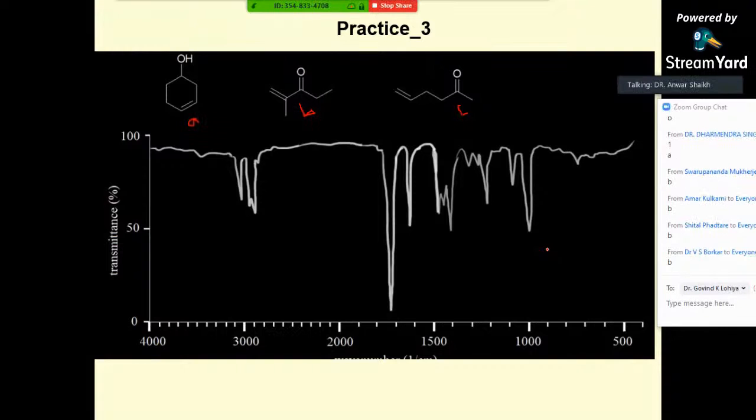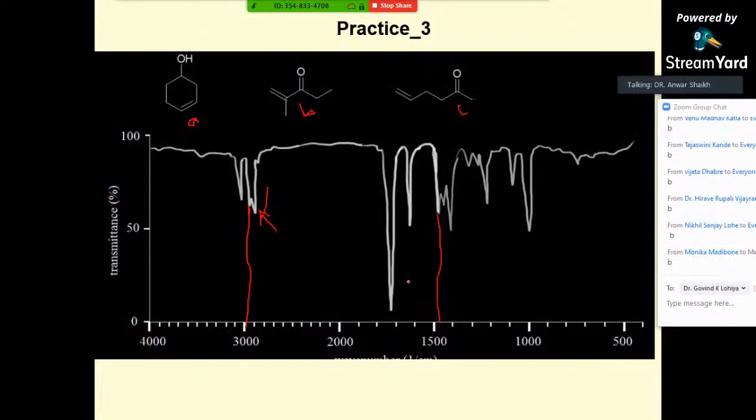So here we'll see the case. If you draw a line at 3000, and if you draw a line at 1500, we always do this practice. At 3000, extreme right, we are getting very small peaks that may be due to CH stretching, which is present in every compound, so it is not indicative. The other peak we can see here.